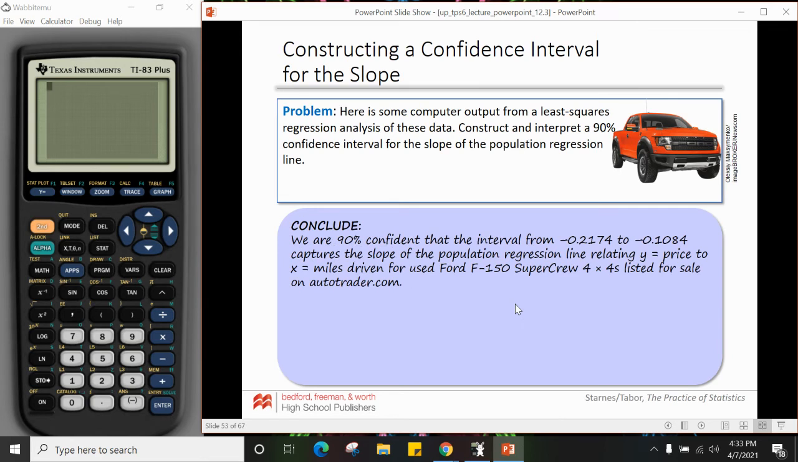To conclude, we are 90% confident that the interval from blank to blank captures the slope of the population regression line relating y equals price to x equals miles driven for used Ford F-150 Super Crew 4x4s listed for sale on Autotrader.com. So just remember, we are blank percent confident that the interval from blank to blank captures the true blank. That's our template always for confidence.